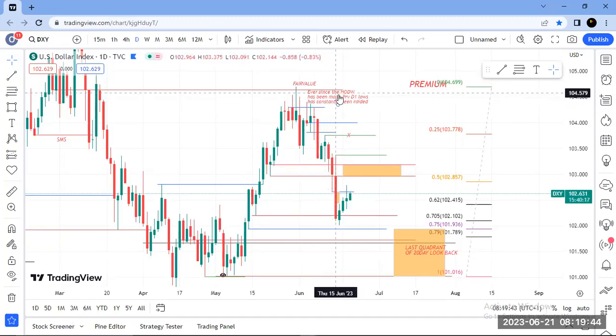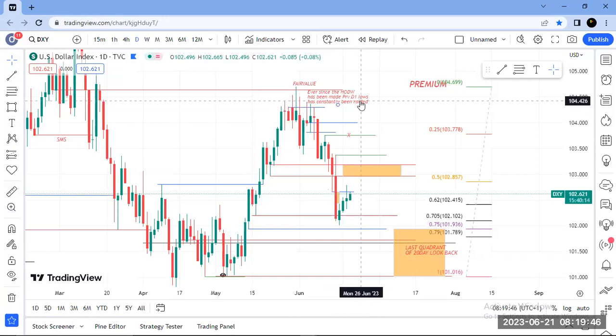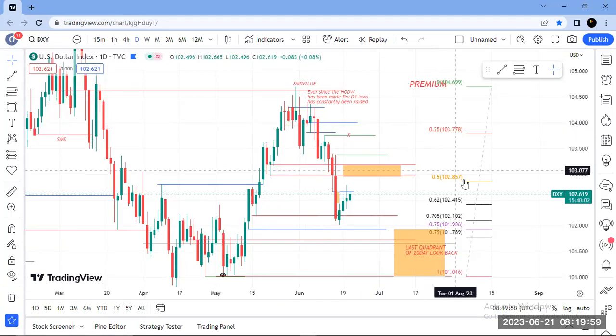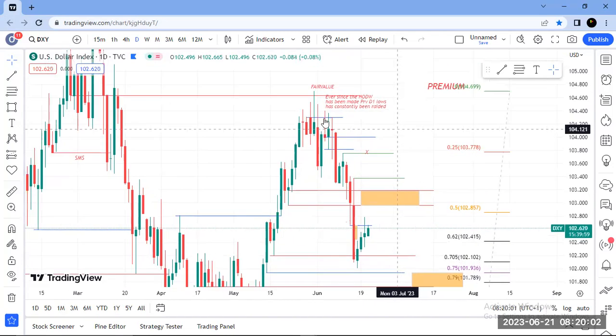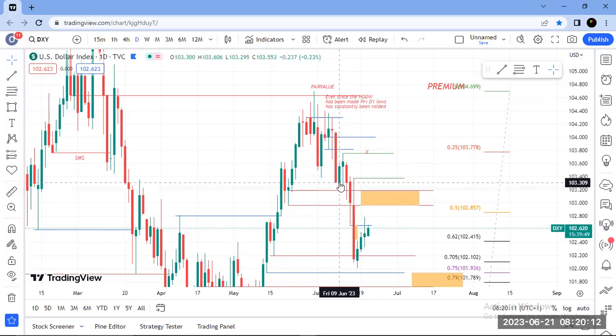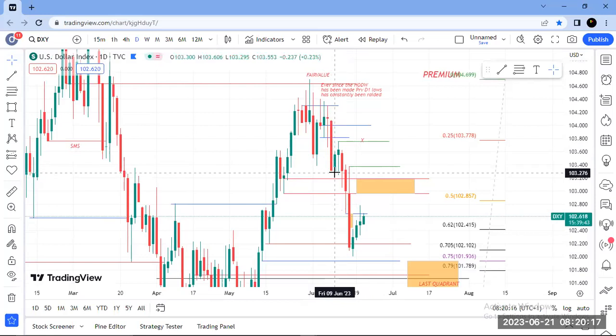So I said ever since the high of the week has been made, previous daily lows have been constantly raided. Now this is a confirmation that my shorts are still in place. Ever since Wednesday, you see previous daily low 1, previous daily low 2 on Friday. Now we came to make the high of the week. This was just a close range on Monday. So previous daily low was being raided, 1, 2, 3, then 4, before we capped the weekly low.